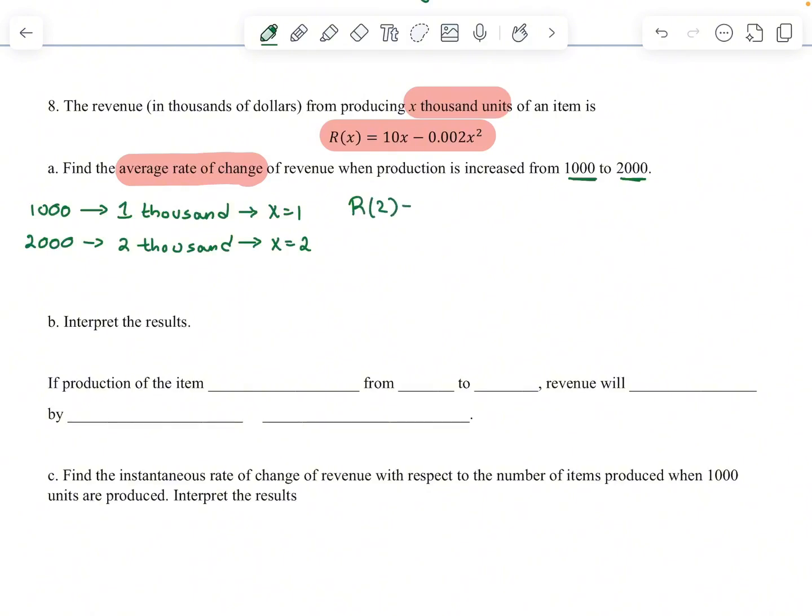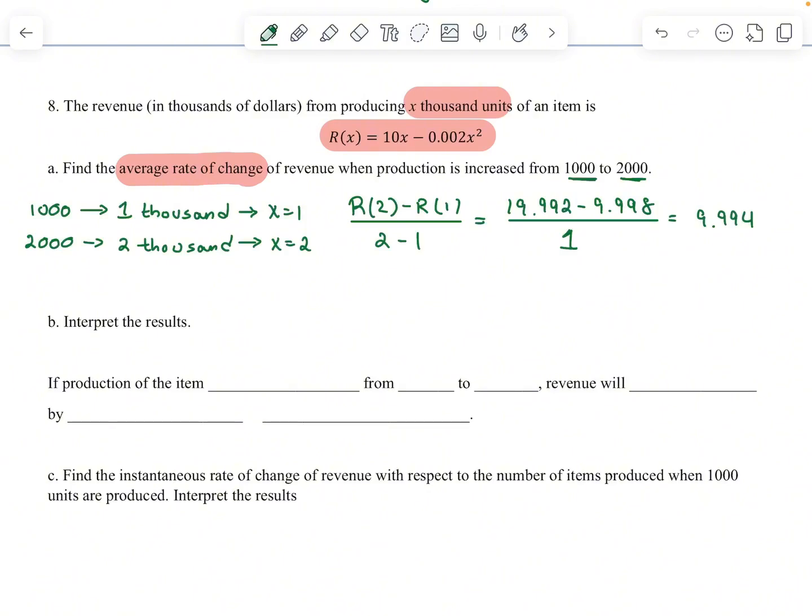Now we can apply the average rate of change formula. We will have R of 2 minus R of 1 divided by 2 minus 1. You can use Desmos to find the values of R of 2 and R of 1. So we will have 19.992 minus 9.998 divided by 1, which is equal to 9.994.